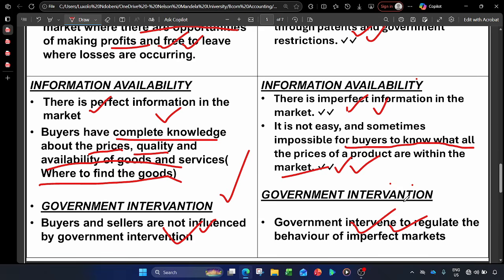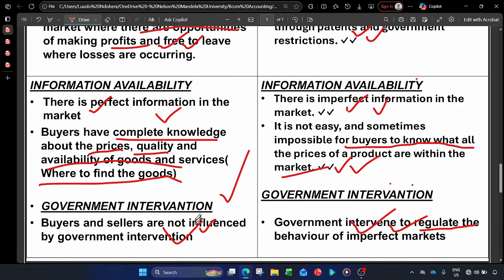Government intervenes to restrict their entry in the market and make sure that the behavior is regulated so that they don't increase the price a lot, let's say, for example, from 200 to 1000. So government intervenes to check those things, and that is also why there is this setting of minimum and maximum prices and all that. Government intervenes in imperfect markets to do all of those things.